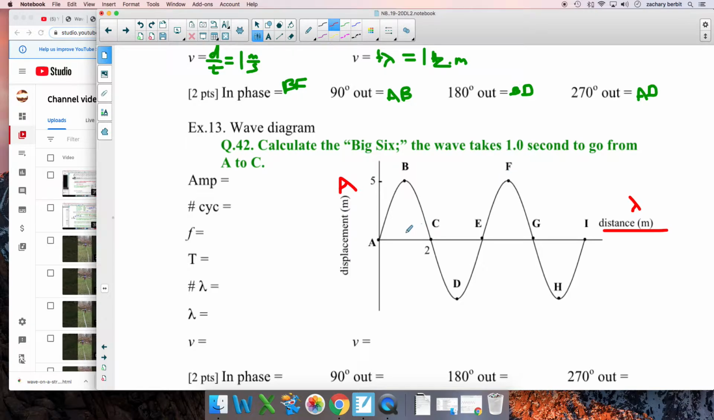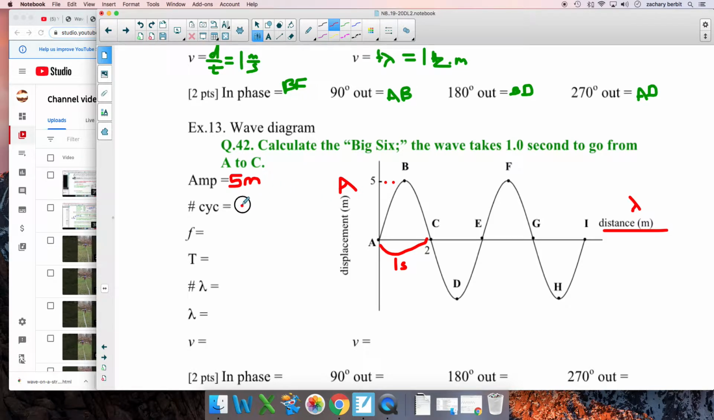It takes 1 second to go from A to C. So from here to here is a time of 1 second. That is not the distance axis. That's a separate piece of information which you don't always get. Amplitude here is 5 meters. You see from equilibrium to the top here, 5 meters.